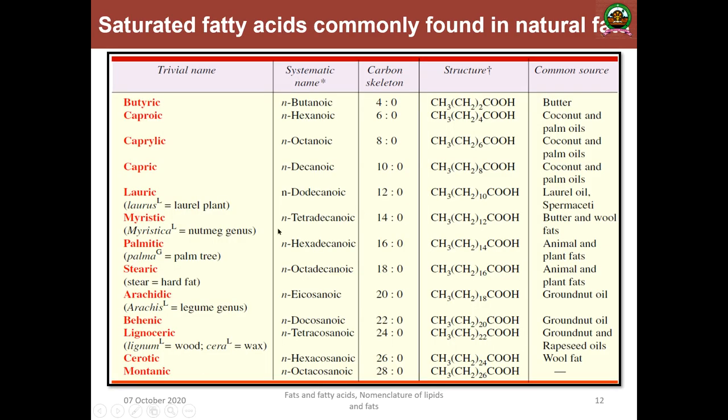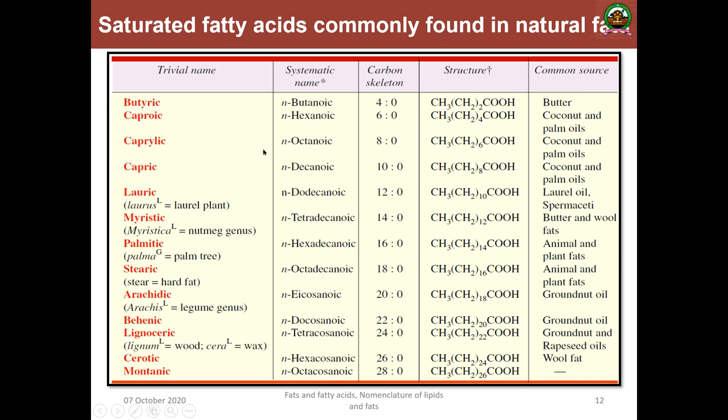So here you can see a table: the trivial name, the systematic name, the carbon skeleton and structure, and common source. Okay, butyric acid, that is n-butanoic acid. Butane means 4 carbons are present, CH3, CH2 twice, COOH, commonly present in butter. This is the structure. The next one is caproic acid, hexanoic acid, 6 carbon atoms are present, CH3, CH2 four times, COOH, commonly present in coconut and palm oil.